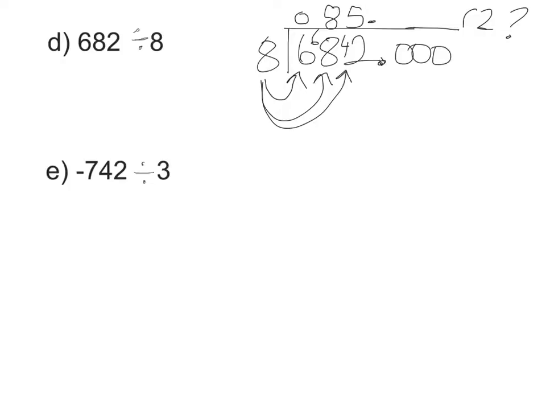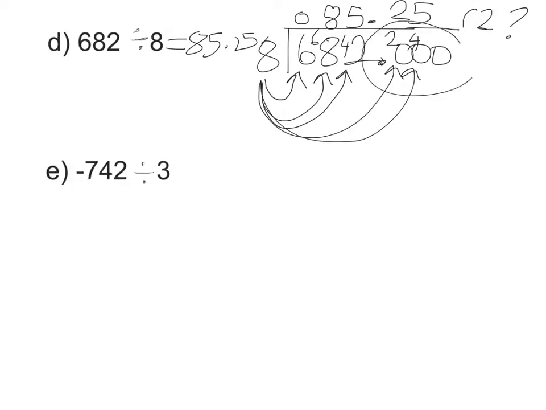These zeros are placeholders. They don't mean anything. They're empty places, but they're somewhere for you to put these remainders. So we said we had a remainder 2, so I put my 2 there as usual. 8s into 20 is 2, remainder 4, and 8s into 40 is 5. So that's it. 85.25 is my answer here. So the key thing here are these trailing zeros, which are going to help me out.